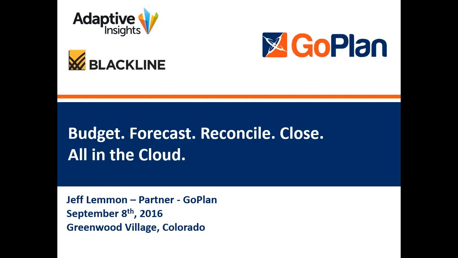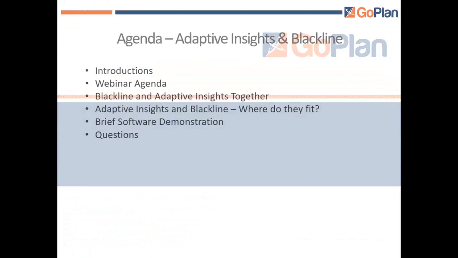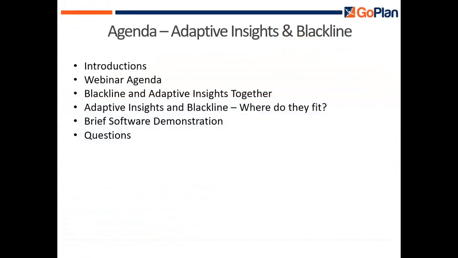And just start off with a very quick agenda for everyone. Before I start, I want to introduce myself. My name is Jeff Lemon. I'm a partner with GoPlan. We're a certified Adaptive Insights and Blackline solution provider. We've been around for over 2 years, have approximately 50 customers, and I'll cover that in a bit.